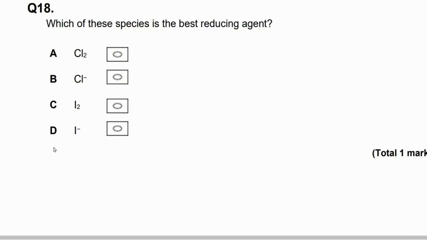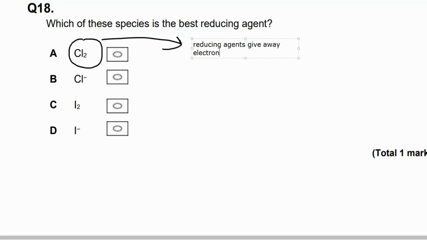Which of these species is the best reducing agent? Okay, so in this situation, when you're a reducing agent, you need to lose electrons, you need to give those electrons away and make something else get reduced. And so the reducing agent itself is oxidized. So what we have to ask ourselves, can chlorine lose electrons? Reducing agents give away electrons. Chlorine is unlikely to give away electrons, and iodine is unlikely to give away electrons. They haven't stolen any electrons like iodide ions.